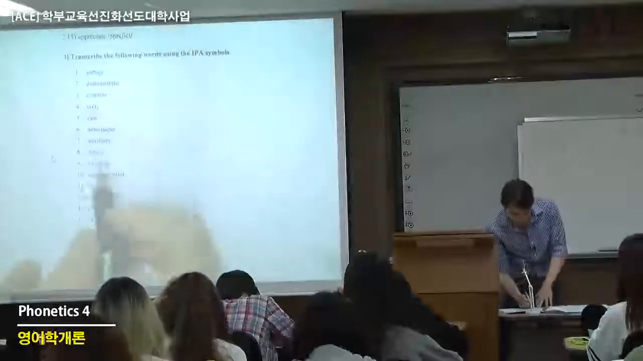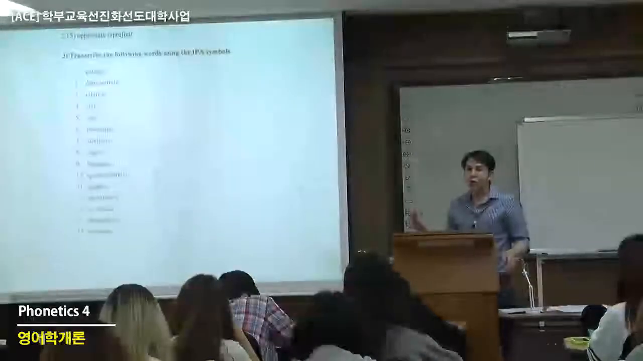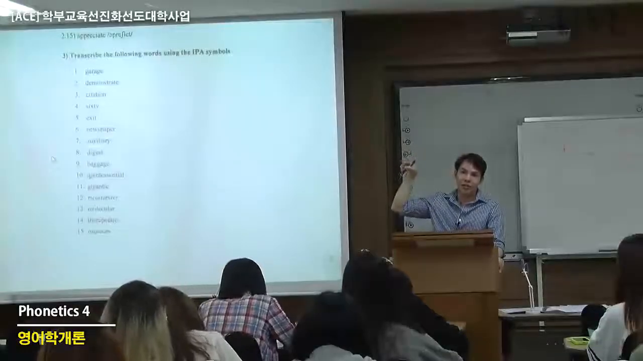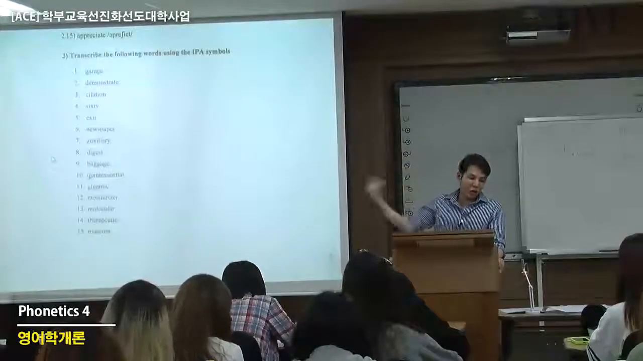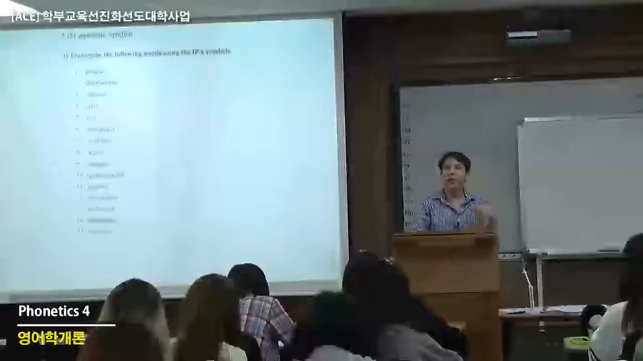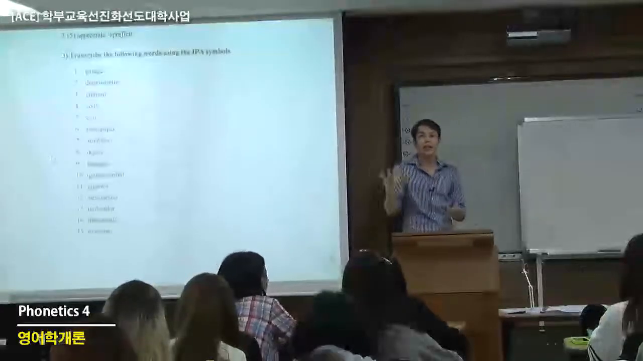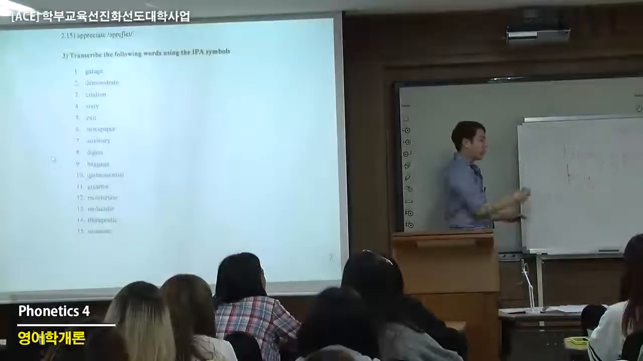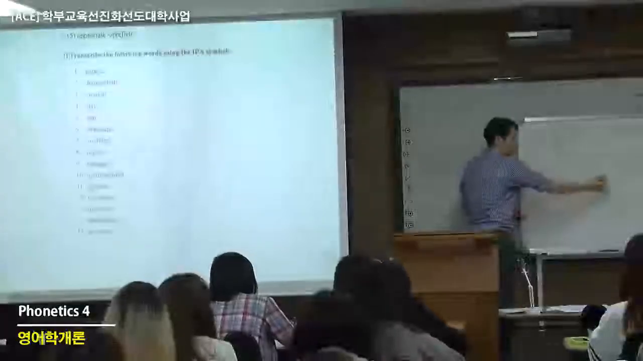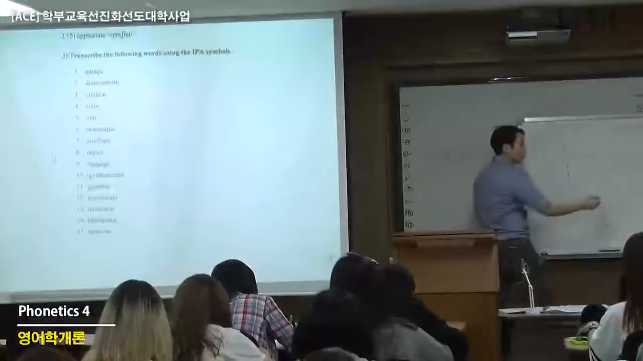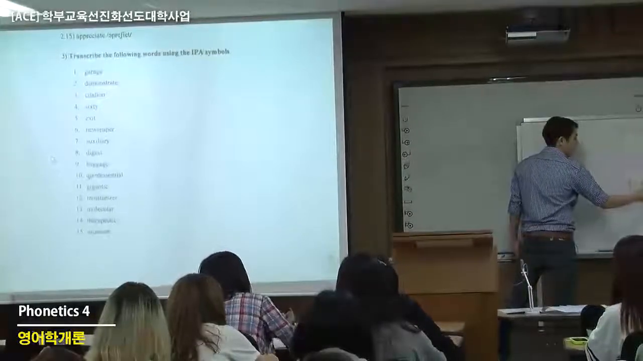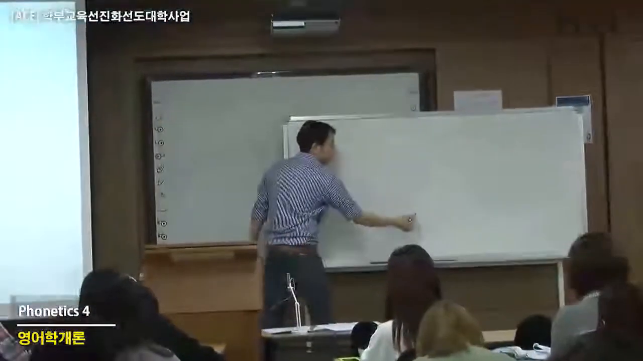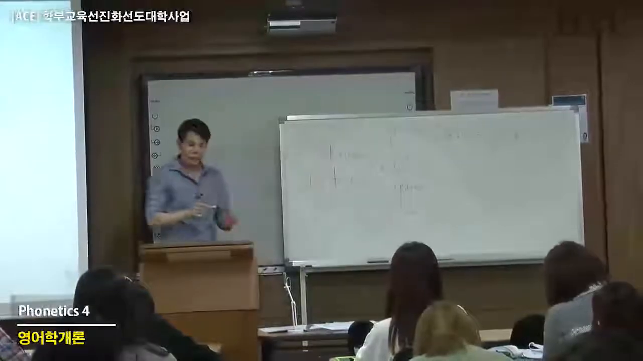Or number 10, queen. We never use a Q in our IPA system, right? So when we pronounce queen, quintessential meaning like good example. Queen is always K-W, right? Q is always K-W, right? K and W. Just like the word queen is always K-W, queen, like that, right? So Q is never used, okay?